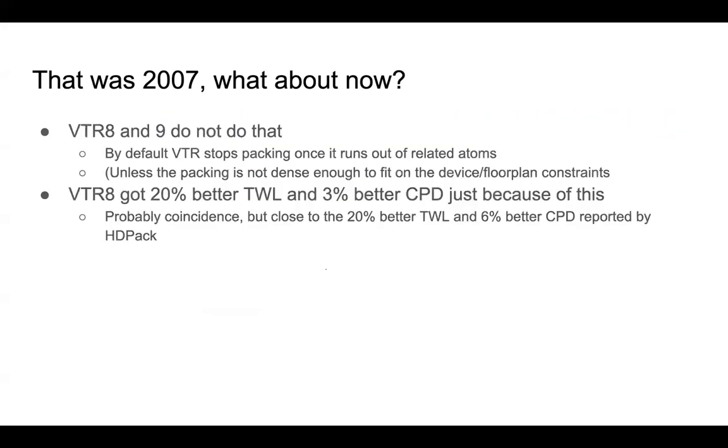Okay, so VTR 8 and VTR 9 don't do that. By default, VTR stops packing once it runs out of related atoms, unless the design doesn't fit on the device or because of floorplan constraints. So VTR 8 got 20% better wire length and 3% better CPD just because of this. Probably a coincidence, but it's close to the 20% better wire length and 6% better CPD reported by HDPAC, so something to keep in mind.